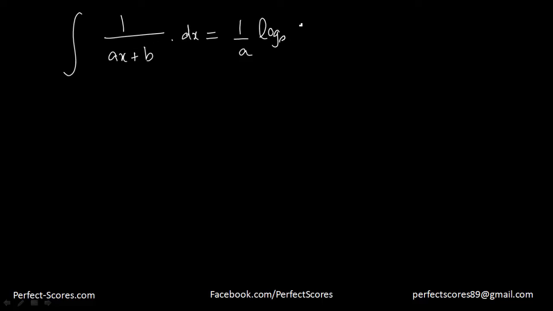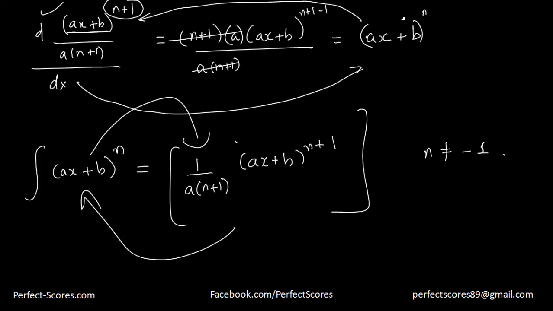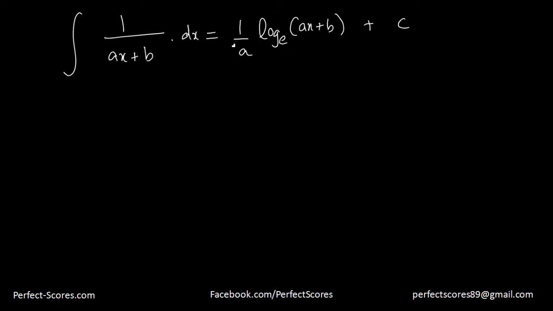But what if I say that the value of n is equal to negative 1? Let's suppose 1 over (ax + b) dx is my integral. So then what will I do? Then I'll do 1 over a, because of this 1 over a, into log to the base e of (ax + b) plus c. So remember, you don't have to forget the constant. Never forget the constant. So add the c here. That means if the value of n is equal to negative 1, then this is what your function is going to be.